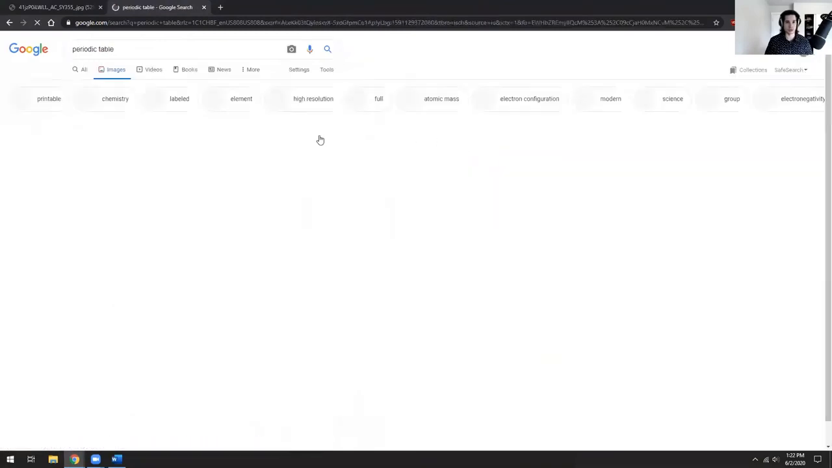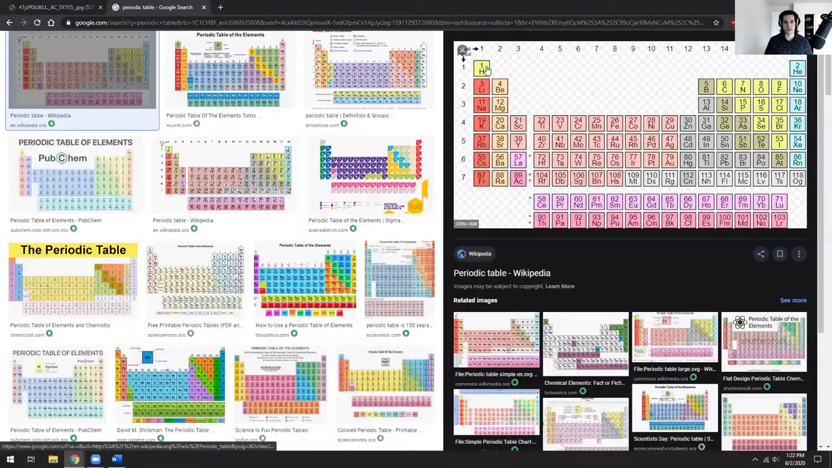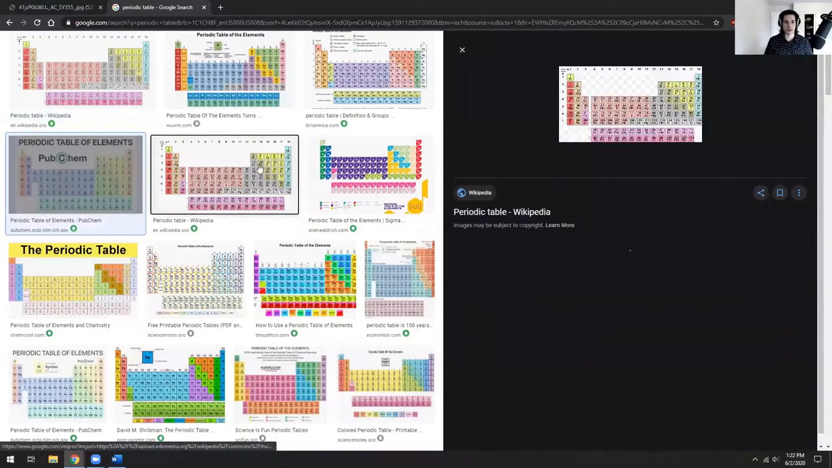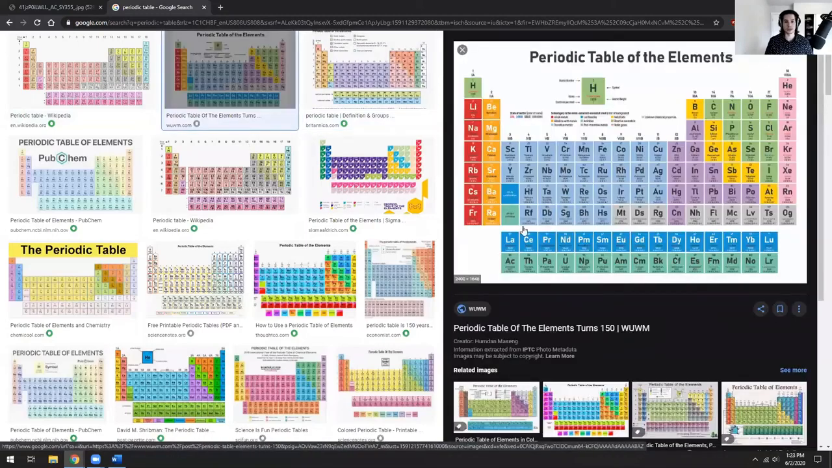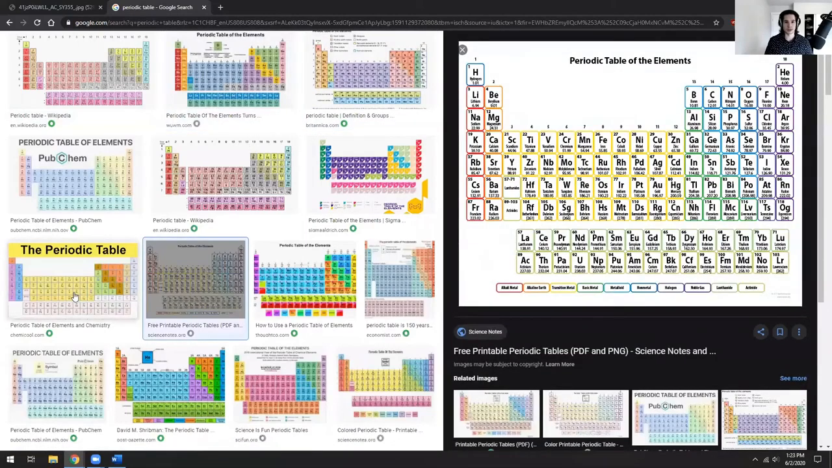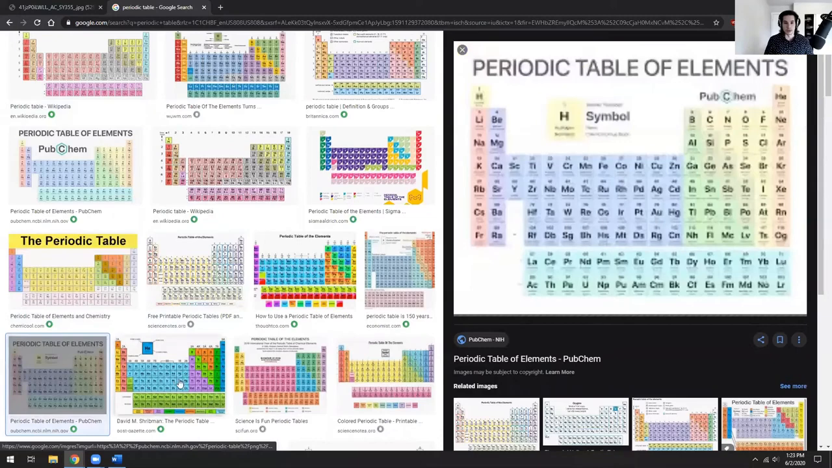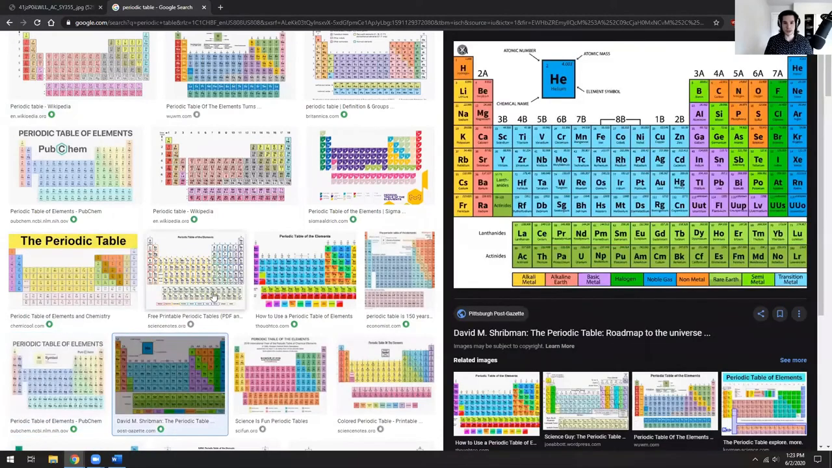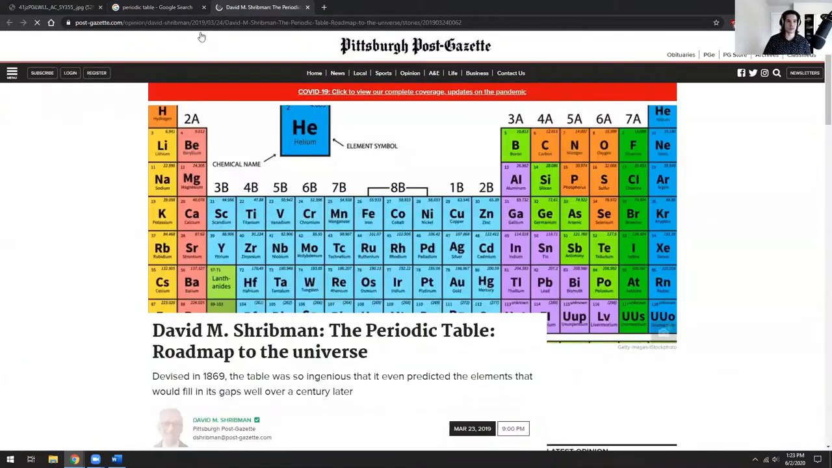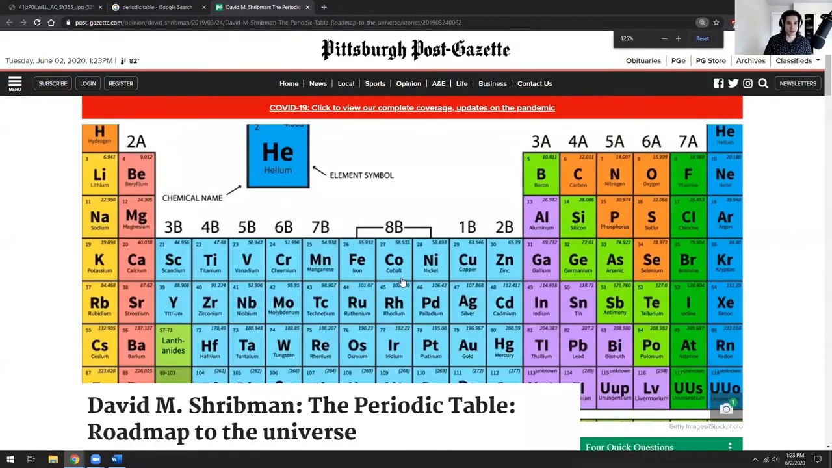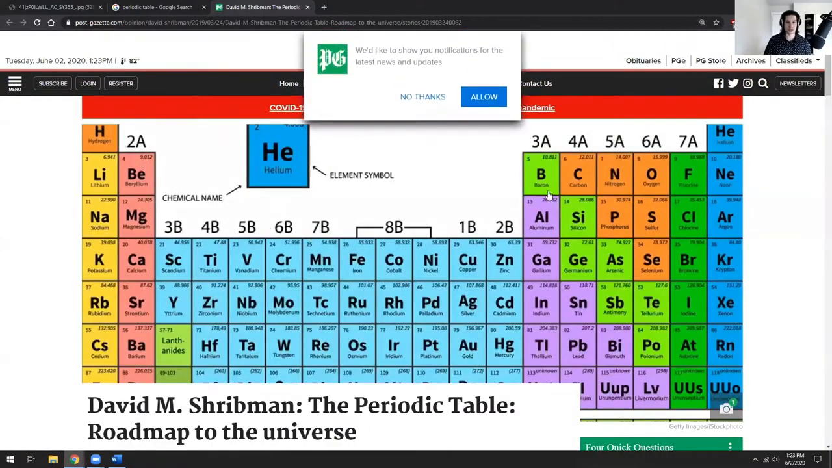Periodic table. I want one that shows us both the atomic number and the mass. Looks like we're only getting atomic number here. Oh, is that big enough? We can zoom in. All right, let's grab an easy one.